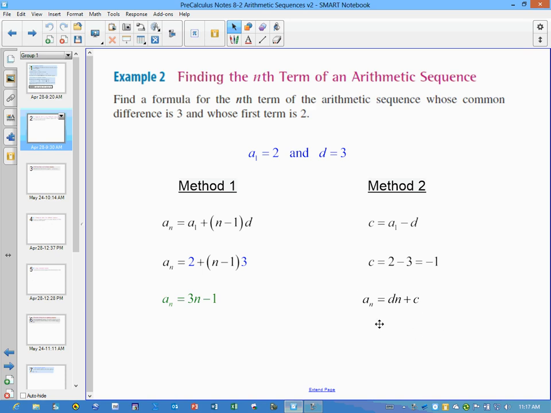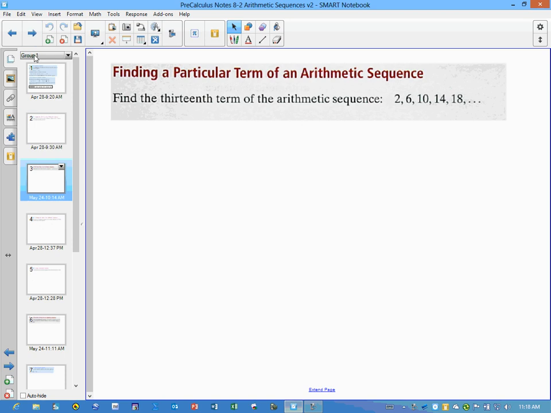And of course that gives you, now remember that d is 3, so substituting n, a sub n is 3n minus 1. You're going to get the same value, but you just have that little extra step of calculating c first. So whichever method you prefer, that's fine. You can go with that. Either one works. All right, let's look at another example.